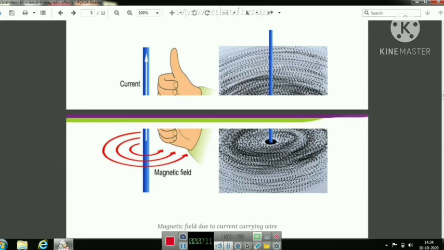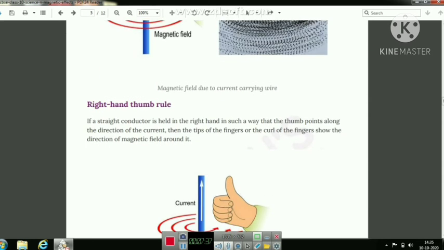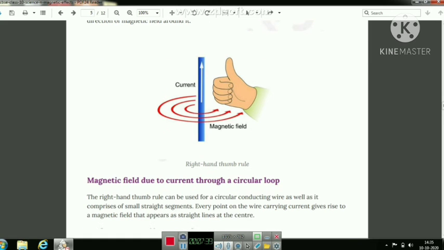So from this figure you can understand that this is the right hand. This straight conductor is taken in the right hand in such a way that the thumb shows the direction of flow of electric current, and these curled or wrapped fingers will show the direction of the magnetic field produced. Thus here the right hand thumb rule is shown.